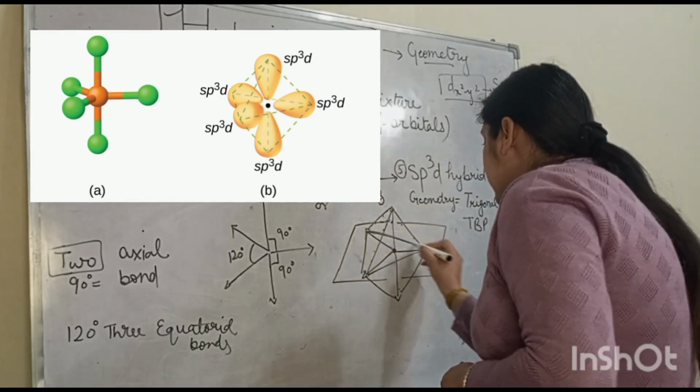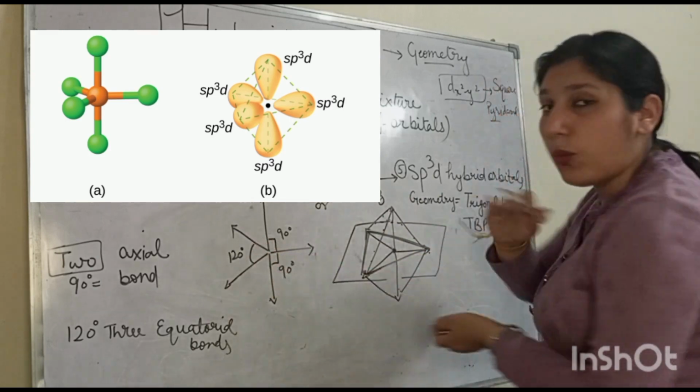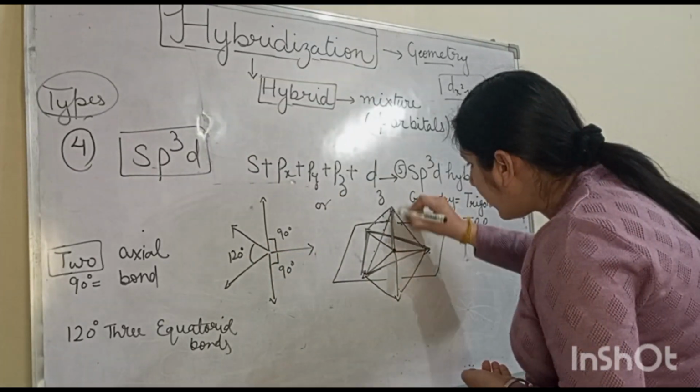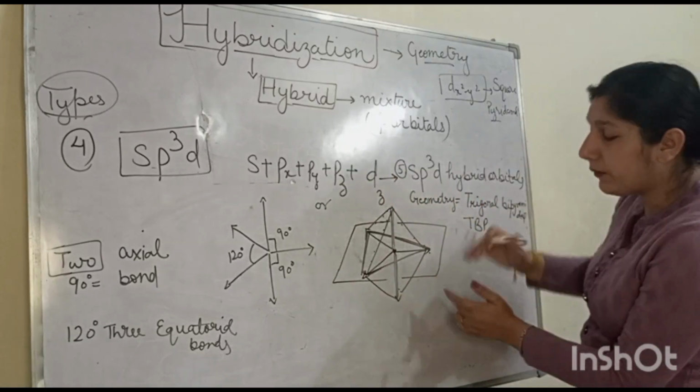Here you can see this structure. 3 bonds are in plane. These bonds are in one plane, and one bond is above the plane and one bond is below the plane, and two pyramids are getting formed.